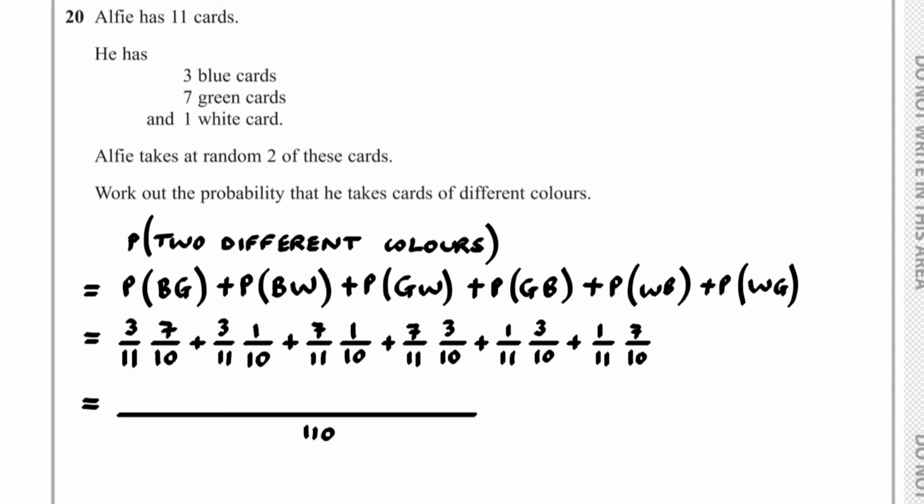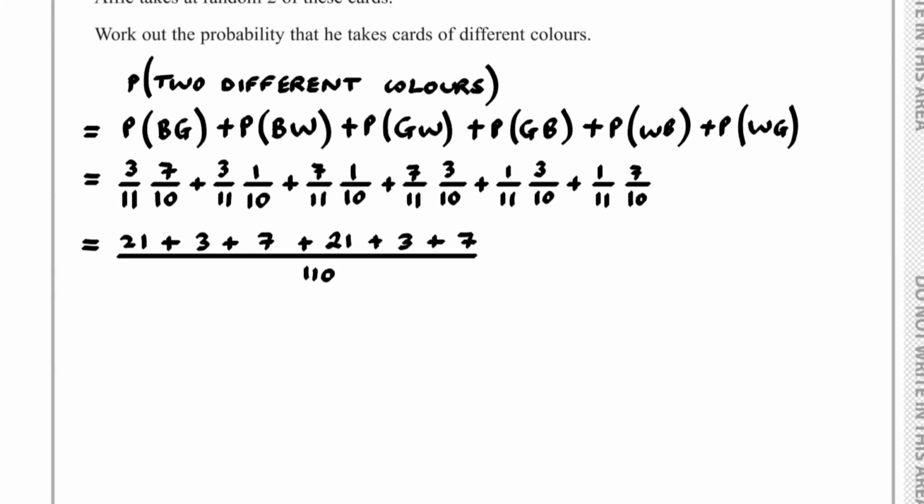Now, do you notice how 110 is our multiple of 11 and 10? And then we have on the top 3 times by 7, which is 21. 3 times 1, which is 3. 7 times 1, which is 7. 7 times 3 is 21. 1 times 3 is 3. 1 times 7 is 7. So now if I simplify all this, we get 62 over 110, which simplifies to a value of 31 over 55.